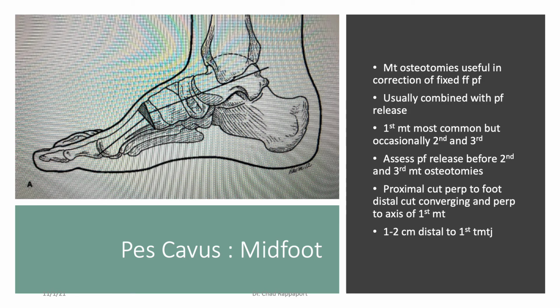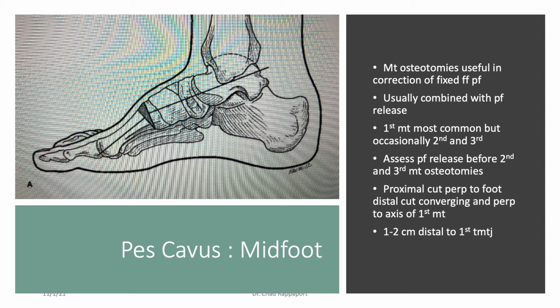Moving to the midfoot, one of the most common procedures done is a dorsiflexory first metatarsal osteotomy, which helps correct the fixed forefoot plantar flexion. It's usually combined with a plantar fascial release, and by a long shot, typically the first metatarsal in isolation is osteotomized, but occasionally the second and the third may be incorporated as well. It's recommended to assess the plantar fascial release and the extent of the release, and the entirety of the release, before osteotomizing the second and third metatarsals.